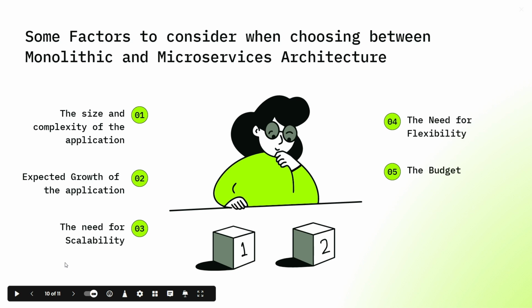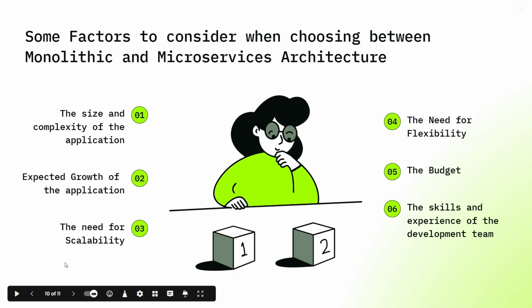Microservices architecture can be more expensive to develop and maintain than monolithic architecture. This is because each service needs to be developed, tested, and deployed independently. Monolithic architecture is less expensive, but it may not be the best choice for large and complex applications.